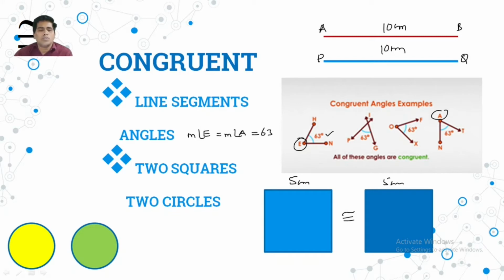And we talk about two circles. If the radius of the first circle is equal to the radius of the other circle, or if the diameter of the first circle and the diameter of the second circle are equal, then these two are congruent circles. If the radii of the two circles are equal, R1, the radius of the first circle, is equal to R2, the radius of the second circle, then these two circles are congruent circles. So we have given four examples here about congruent.